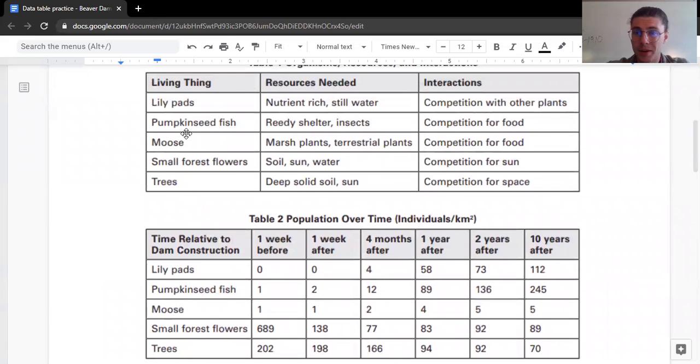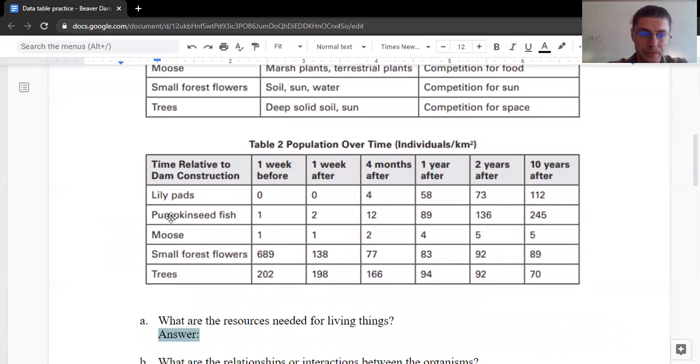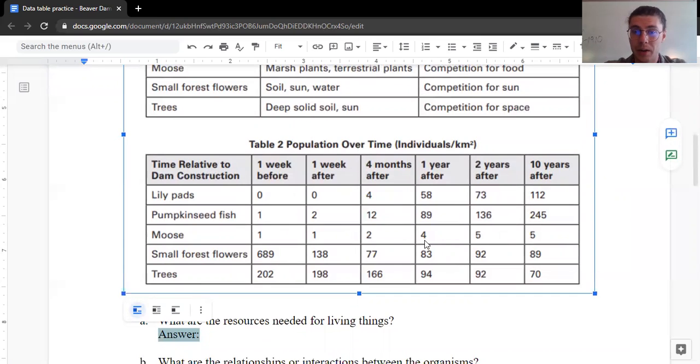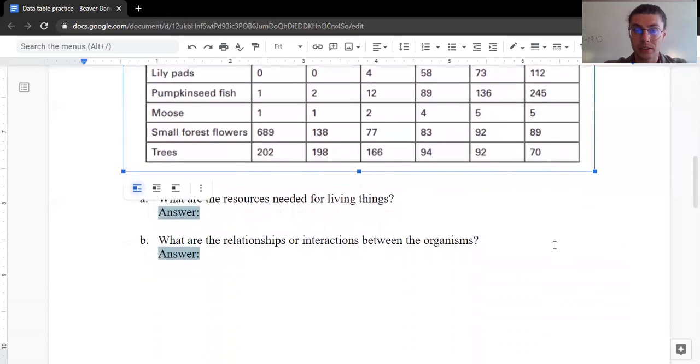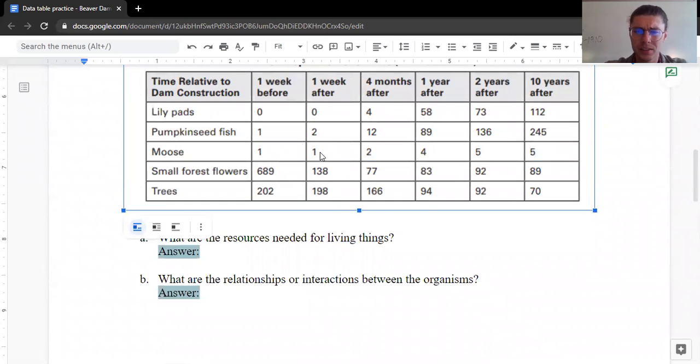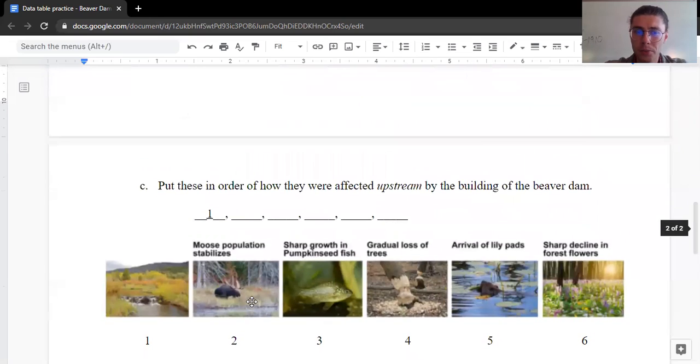We know that table 1 is talking about resources and interactions, but here we're looking for numbers, so we're going to use table 2. The moose population slowly grows, eventually, after several years out, stabilizing around 5 moose per square kilometer. So at least 2 years after the dam was constructed, the moose population is stabilizing. That should make us think, because of the changing numbers in other organisms, that the moose population stabilizing will probably happen later on. We can look at the next option, which is a sharp growth in pumpkin seed fish, number 3.